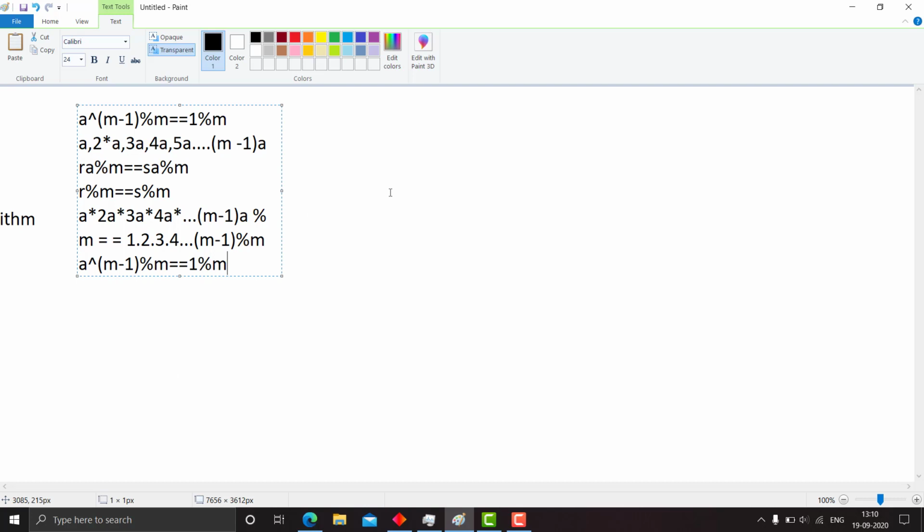Please do take a look at the tutorial and this concept. It's an important concept. This means you can just find a raised to m minus 1 in log m time, and a raised to m minus 2 also in log m time. That means you can find the multiplicative inverse in log m time.